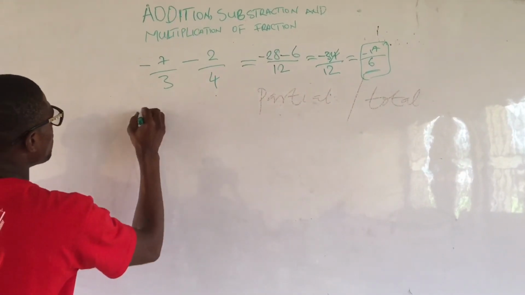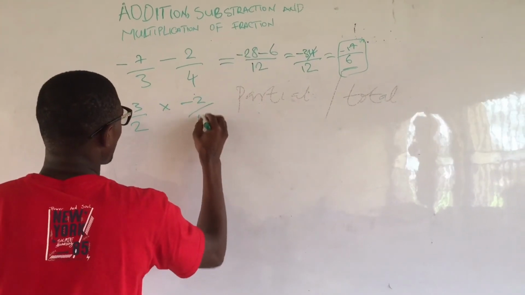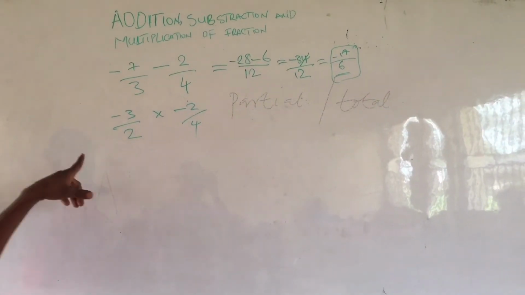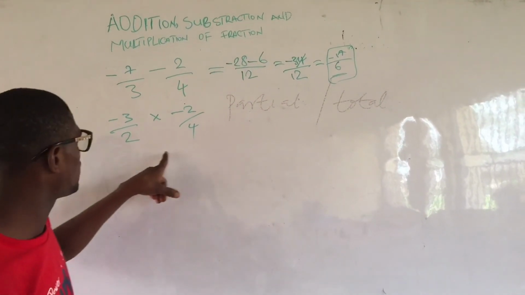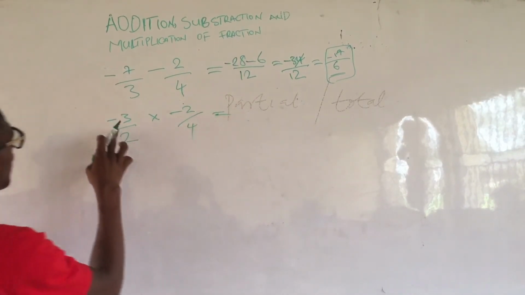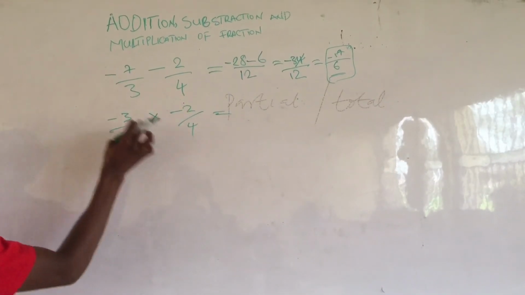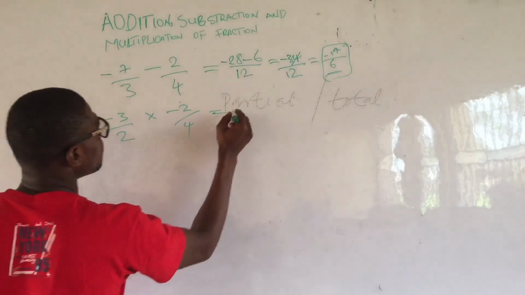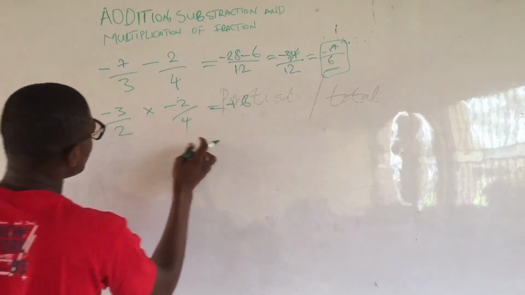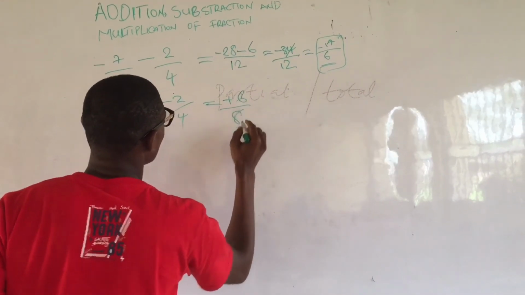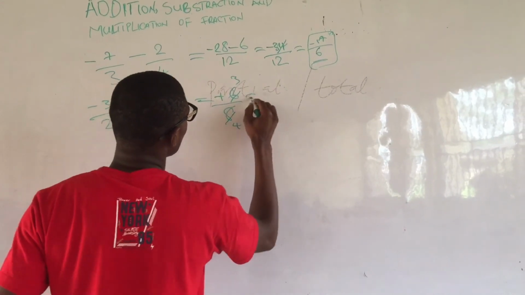Then what if I have minus 3 all over 2 times minus 2 all over 4? What will I do here? The rule of multiplication says you multiply the numerators and also multiply the denominators. So I have minus times minus, it will give you plus, because the multiplication sign will affect the negative sign. So I have minus times minus to give me plus. Then 3 times 2 to give me 6. Then 2 times 4 to give me 8. So I divide by 2: 2 going into 6 is 3, 2 going into 8 is 4. So my result will be 3 over 4.